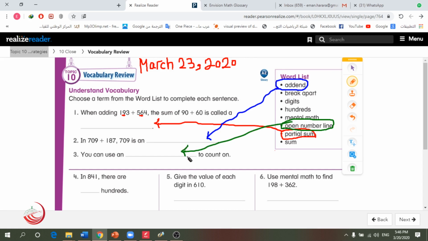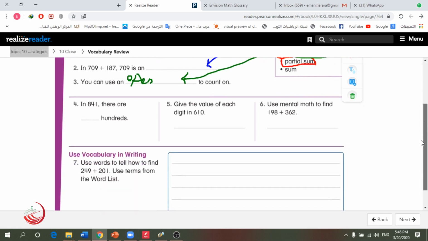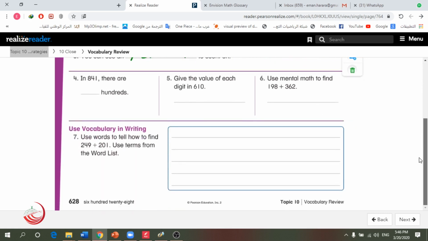So you can use an open number line, so you can finish the writing with a good handwriting. Excellent, we finished from the first question. Now we are going to solve the second question.